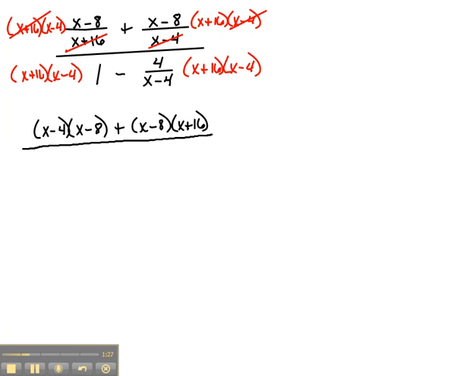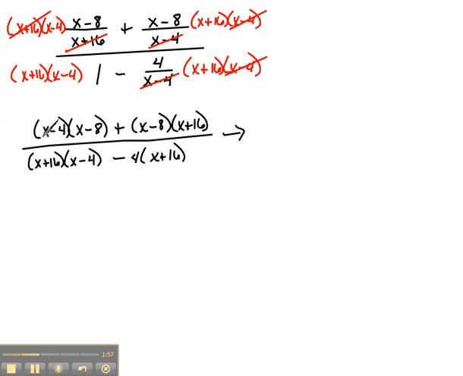So now divided by, here in this first term in the denominator, nothing cancels. So anything times 1 is itself. So this would be x plus 16 times x minus 4 minus, for our second term, the x minus 4's will cancel. So we have minus 4 times x plus 16. Alright, now we have to multiply everything out before we can collect our like terms.